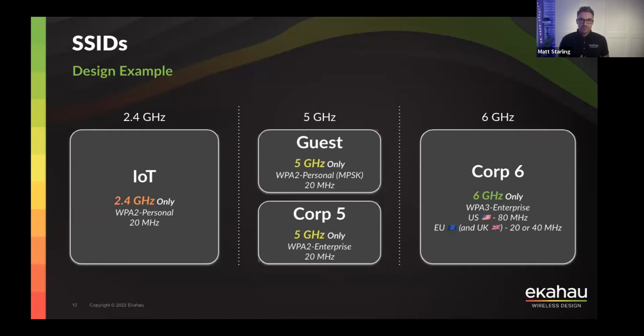But then how are we going to configure our corporate environment now, bearing in mind that more and more 6 gigahertz devices are starting to come onto the market and we want them to be able to connect to our network? Well, we would probably split our SSIDs now between 5 gigahertz and 6 gigahertz. We're going to have one corporate SSID focused purely on 5 gigahertz, and then one corporate SSID on 6 gigahertz.